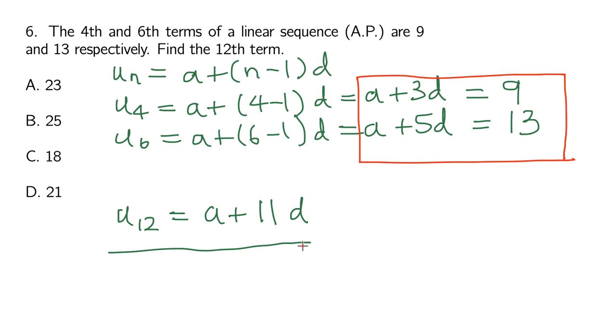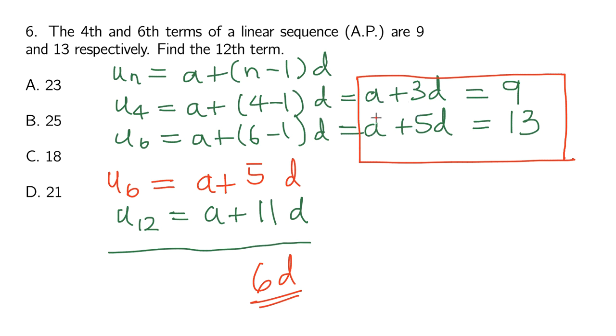In this question, we don't really need to find a. It's fine if we only find d, because we could use it to find u12. u6, for instance, is a plus 5d, and u12 is a plus 11d. The difference between them is 6d. So if you find d, then you'll find 6d, and then you add 6d to u6, and that'll give you u12. So we can do that.